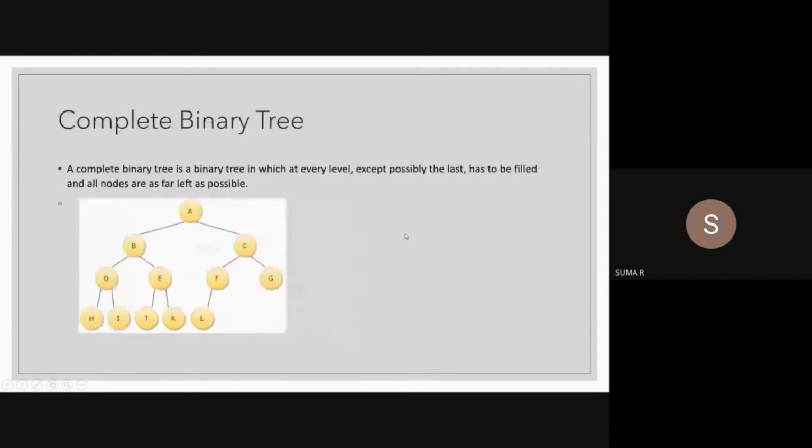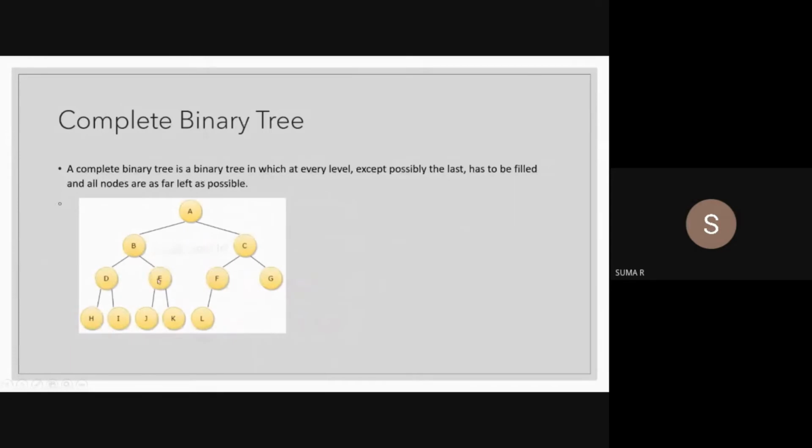Next one, complete binary tree. A complete binary tree is a binary tree in which every level except possibly the last has to be filled and all nodes are as far left as possible. So in a complete binary tree we should fill the nodes from left to right order. That is, here we have A, then B, C, D. This node cannot be empty if these two nodes are existing. Okay, so it cannot be empty. Here, this node should be available.